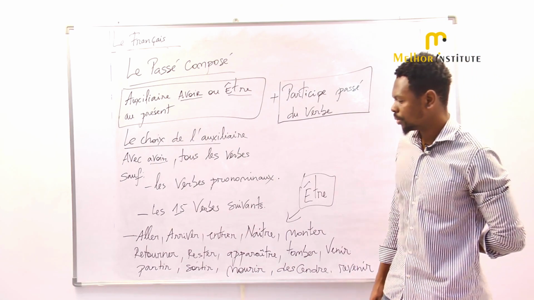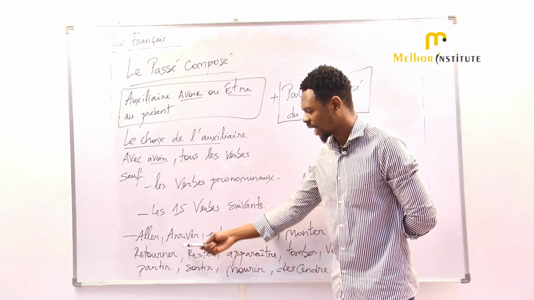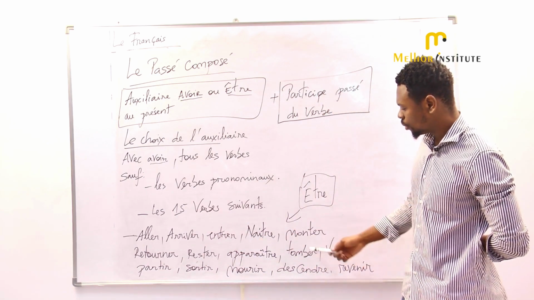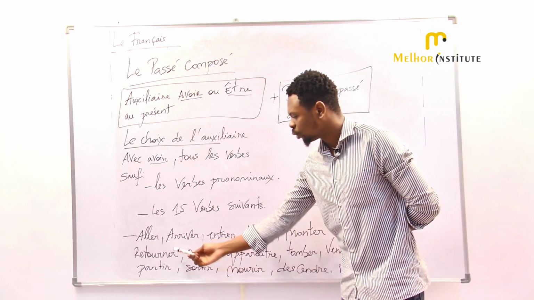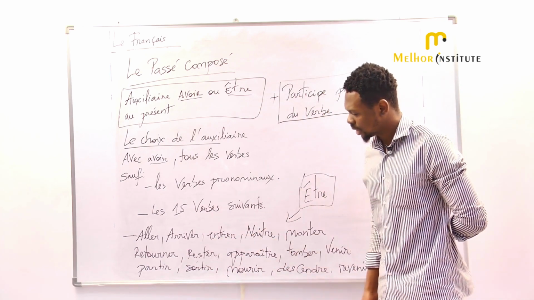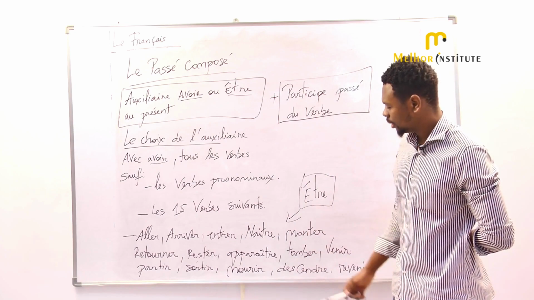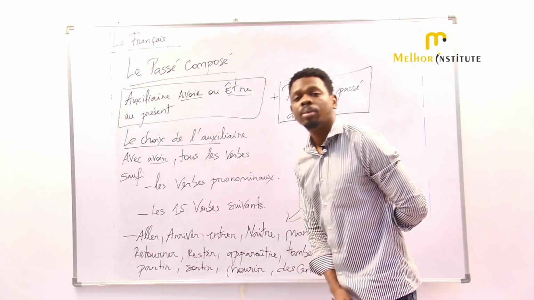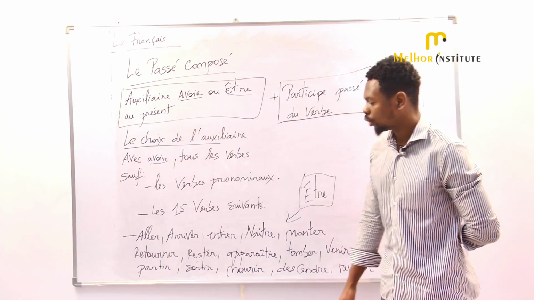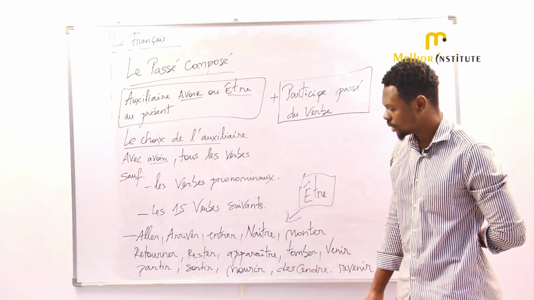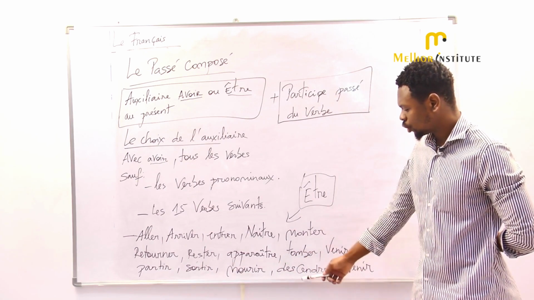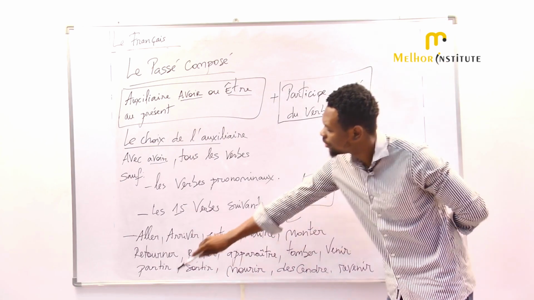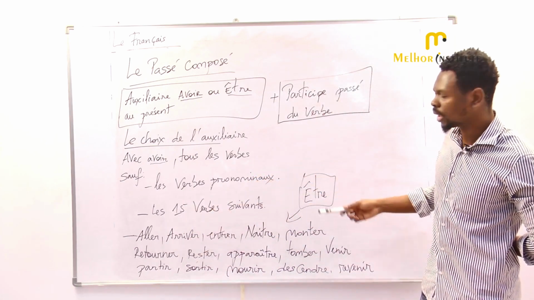I'm going to repeat again. Aller, to go, arriver, to arrive, entrer, to enter, naître, to be born, monter, to go up, retourner, to return, rester, to stay, apparaître, to appear, tomber, to fall, venir, to come, partir, to go or to leave, sortir, to go out, mourir, to die, descendre, to descend, revenir, to come back. These 15 verbs go with auxiliary être.